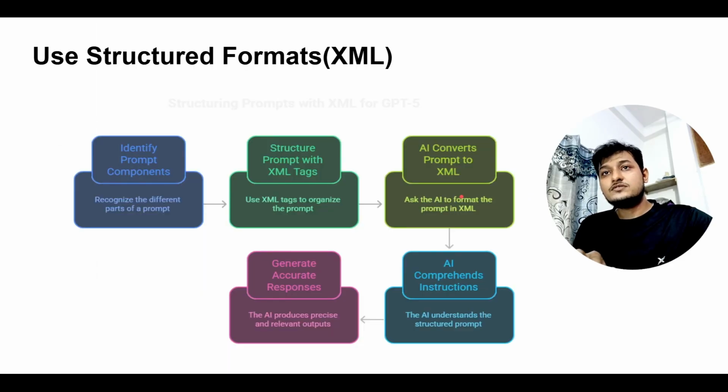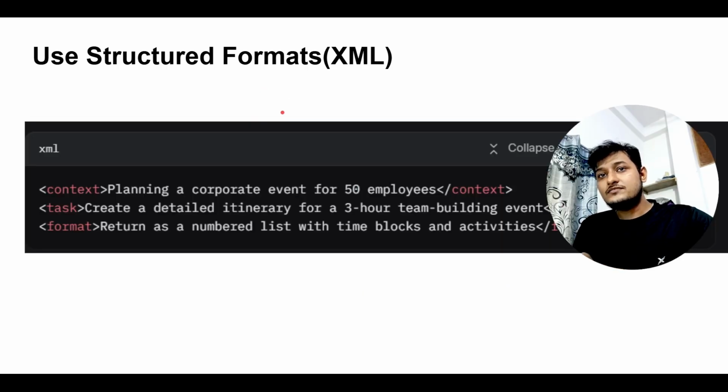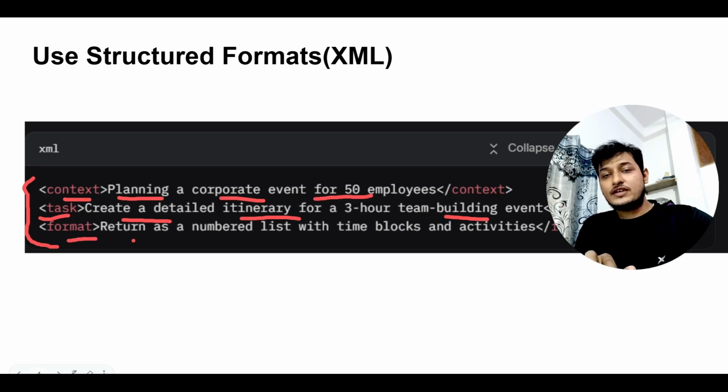For that I will suggest the first technique, which is to use a structured format, XML. What is that? First, identify the prompt components, and next, structure the prompt with XML tags. Whatever prompt you write, make sure you write it in this way: context, task, format. The context is what you want to implement. Here you see: planning a corporate event for 50 employees. This is your context. Next is the task: create a detailed itinerary for a 3-hour team building event. This is the task you want to do, and this is the format for the response, written as a numbered list with time blocks and activities.